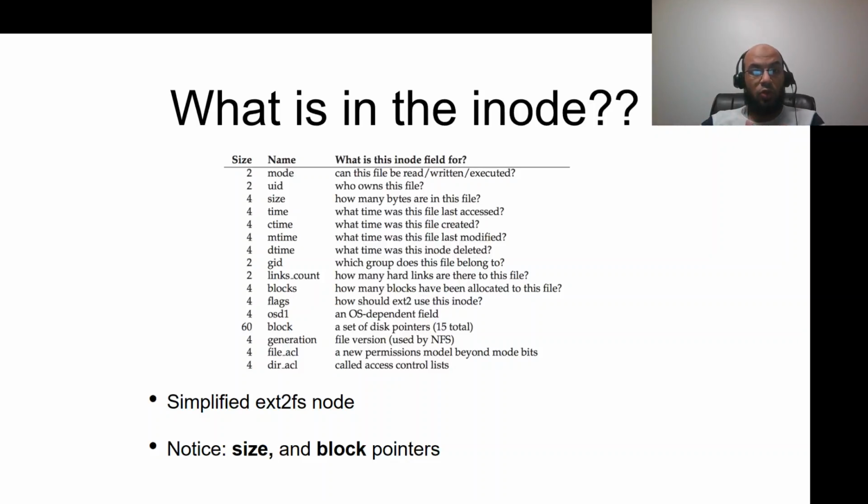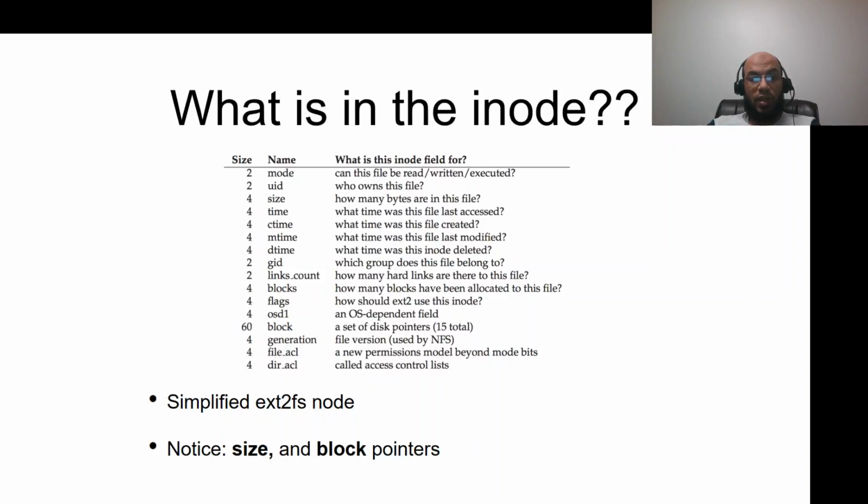Which group does this file belong to? Because you can have file groups, for example, all CS377 have a file group. How many hard links are there to this file? You want to know the hard links because you actually remove a file completely from disk only when the number of hard links to this file is 0. How many blocks have been allocated to this file? How should ext2 use this inode? Basically, what are the different capabilities that are given to ext2?